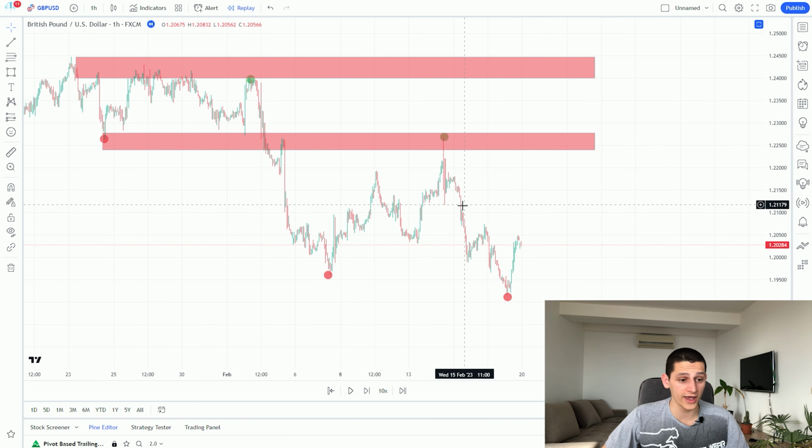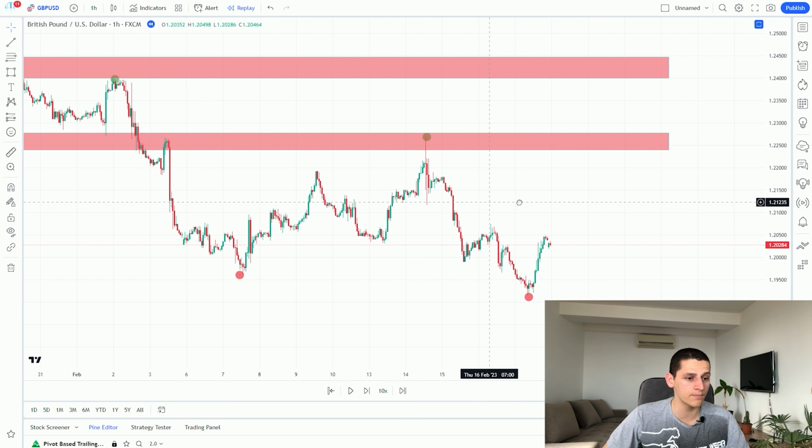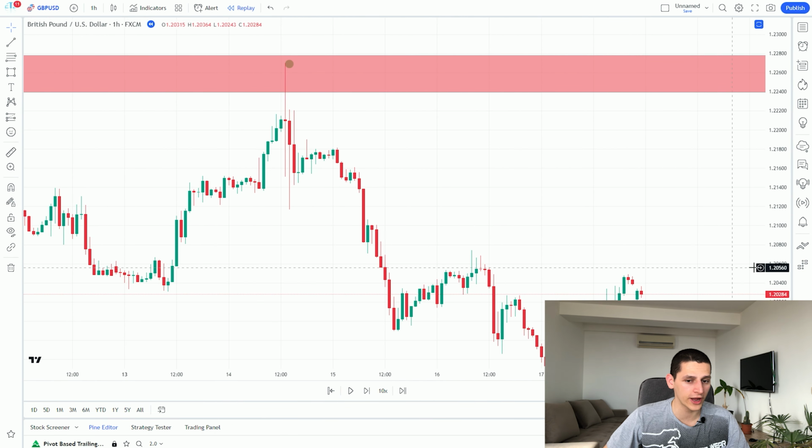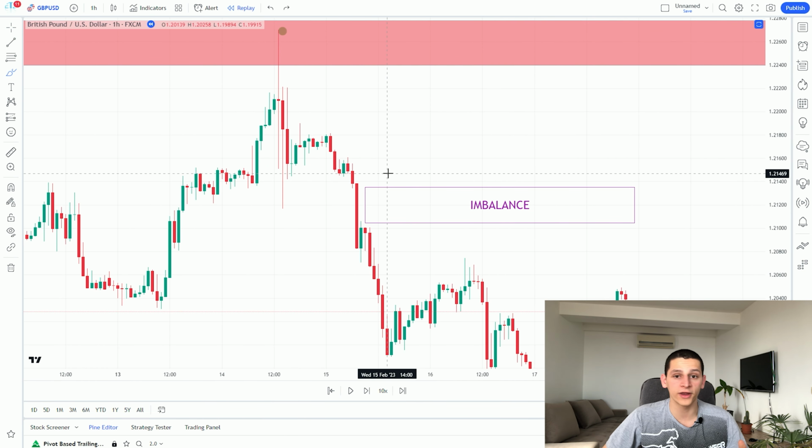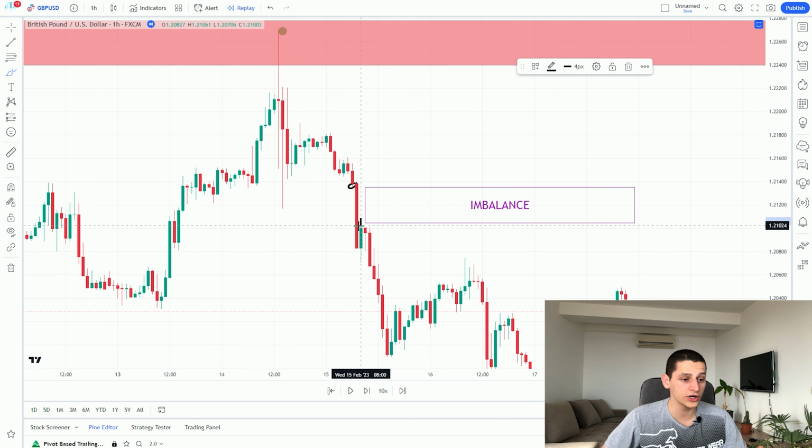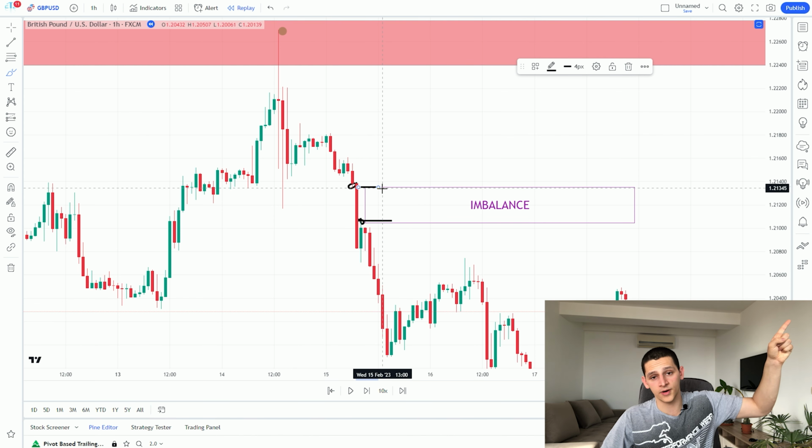I also noticed that here we have an imbalance between these two candles. Mark this area. We have imbalance when the tails of the first and the third candles do not even touch. I have a special video on this topic in the upper right corner.